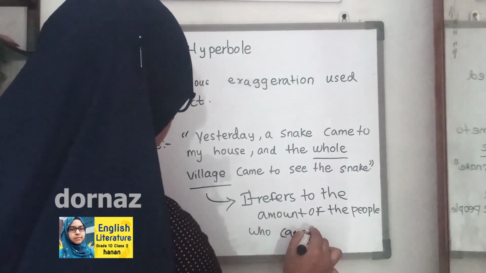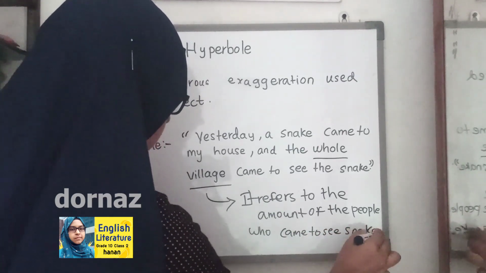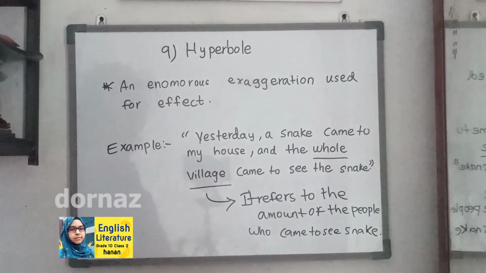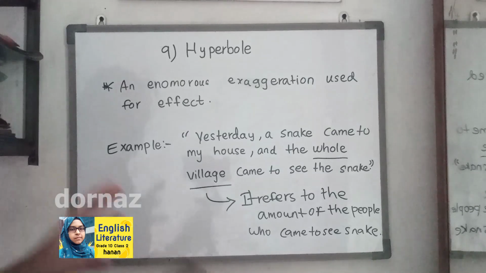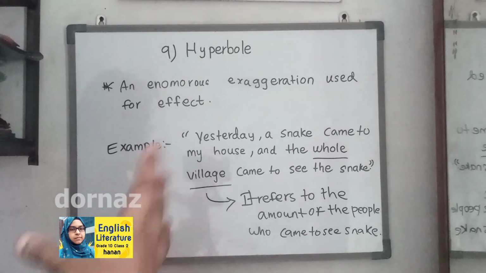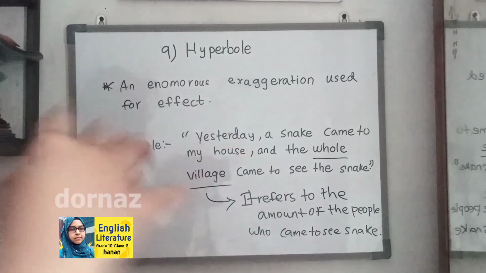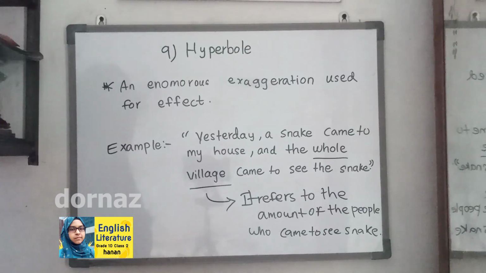Who came to see the snake? Lots of people had come to the house where the snake came. In order to say lots of people, the poet or writer has said that the whole village came. It is kind of an exaggeration. So he exaggerates the simple thing. Lots of people coming to see the snake is a simple thing, but the poet or writer exaggerates that the whole village came to see the snake. It is the hyperbole.